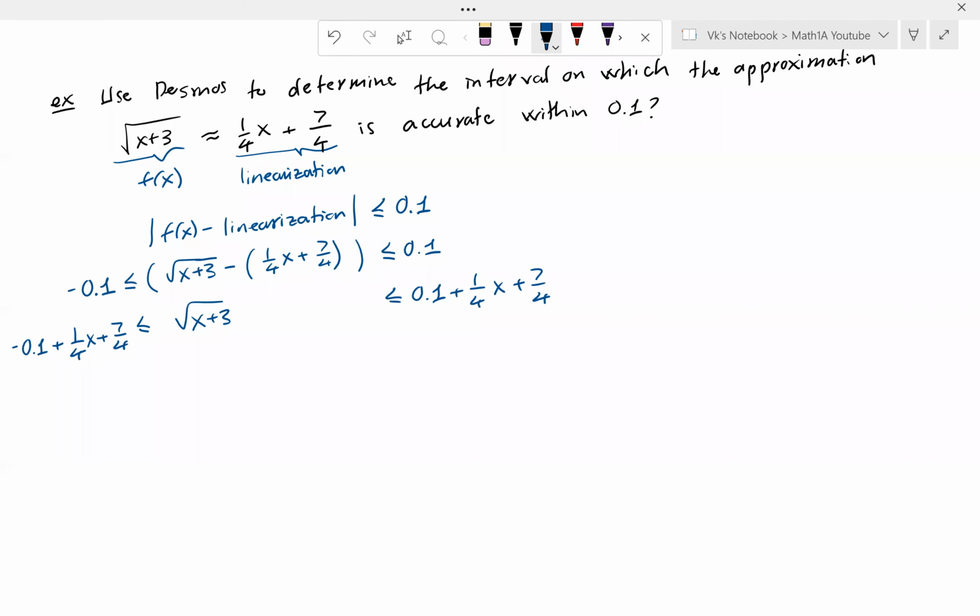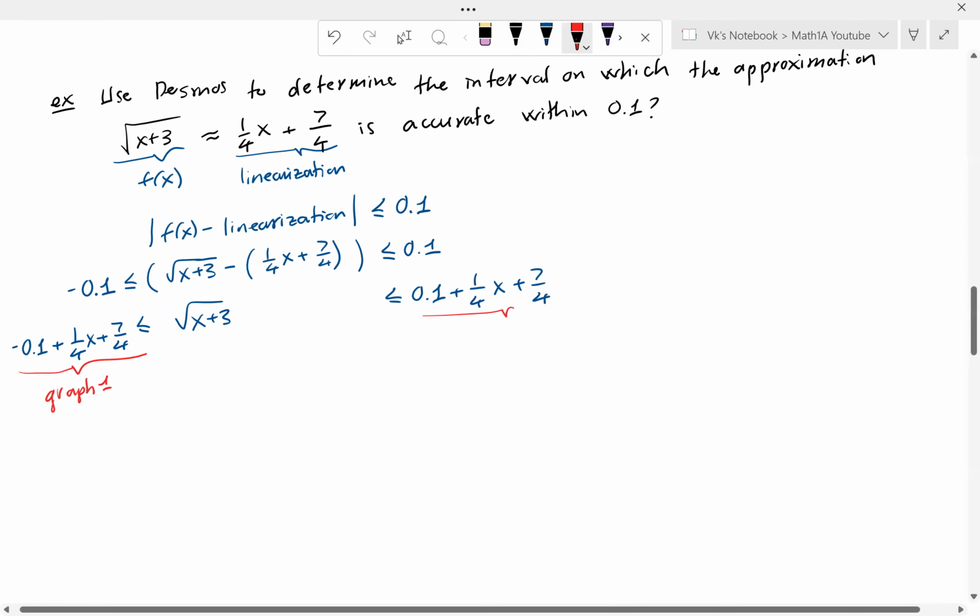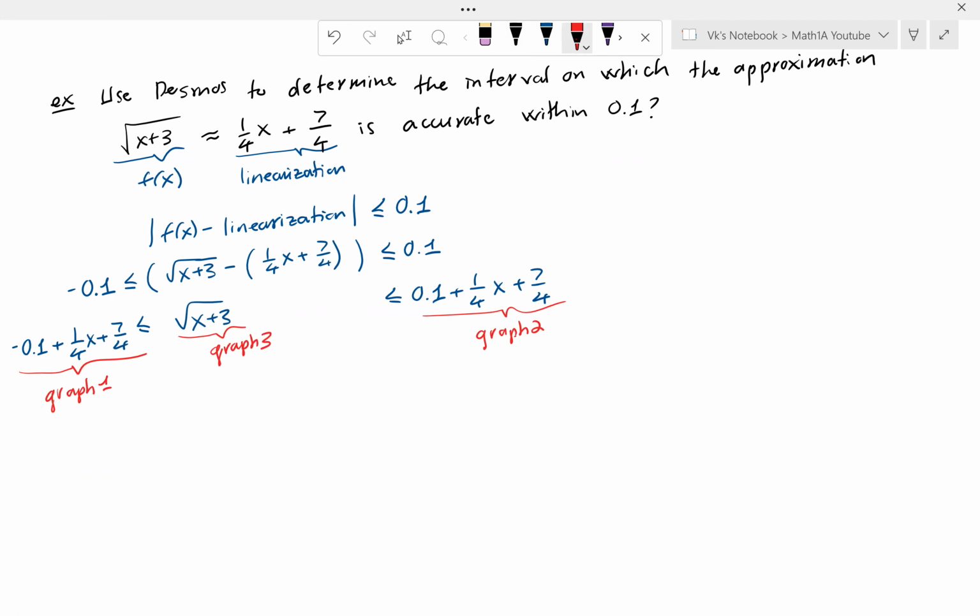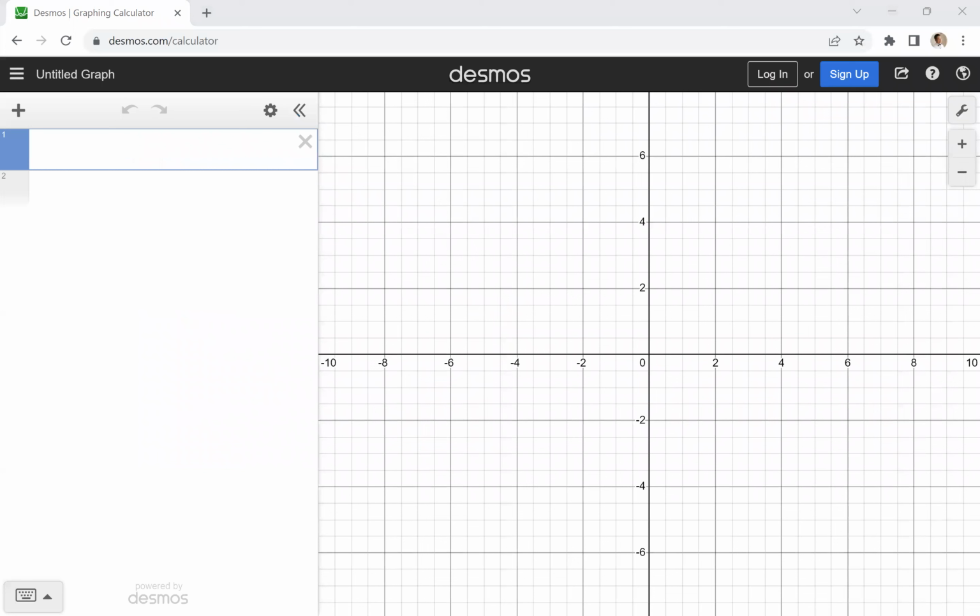Yay! So now there are 3 graphs that we have to do on Desmos. So this is graph 1, graph 2, and this one. The function is graph number 3. The intersection between those graphs will give us the interval. Negative 0.1 plus 1/4 x plus 7/4.